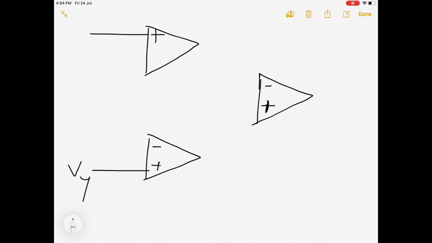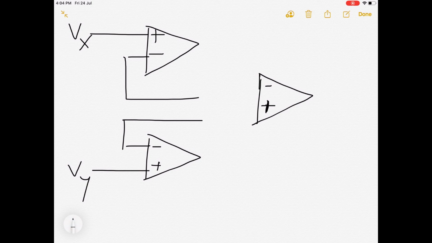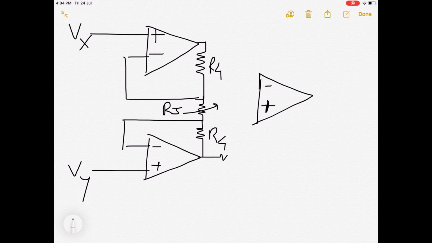So, this is Vy, this is Vx, okay, and these two inputs are connected like this with one resistor, which one? R4, then R5, which is a variable resistor, then another resistor which is again R4, the same value, that is why the same name is there.